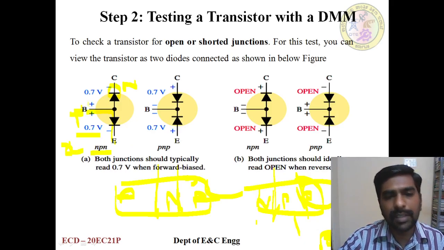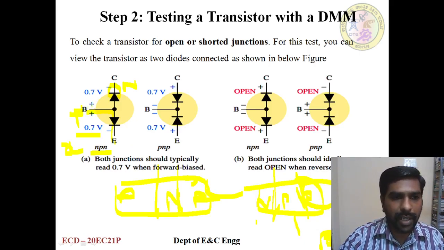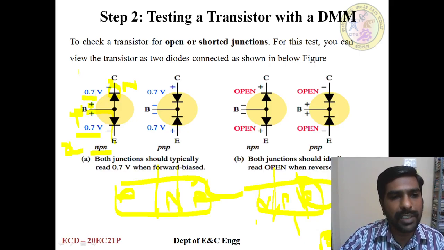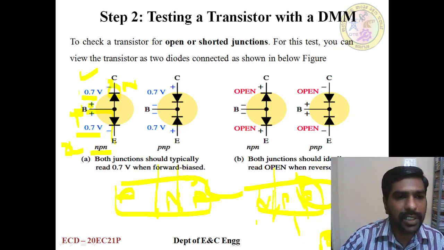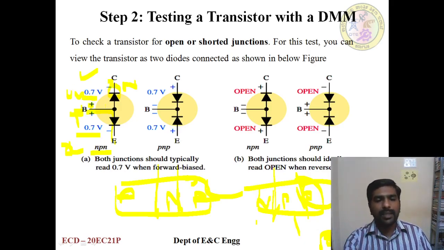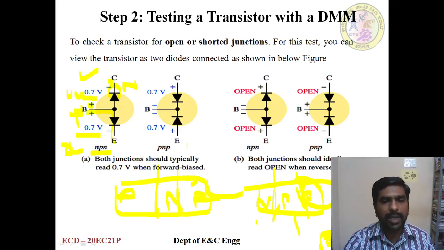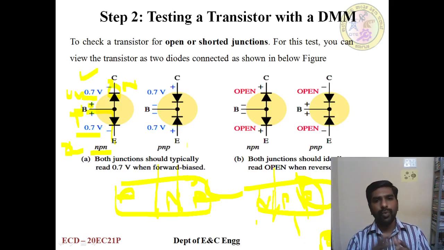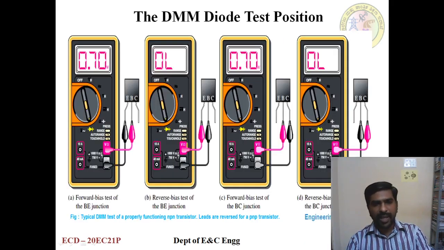And take the base to collector junction diode and place positive and negative here. It should give a small value, 0.6 to 0.8 volts. This is good forward bias. Reverse it, and if it is open, then we can say the transistor is good. Like that, it's the reverse direction for a PNP. This is the way we have to do the test mode.